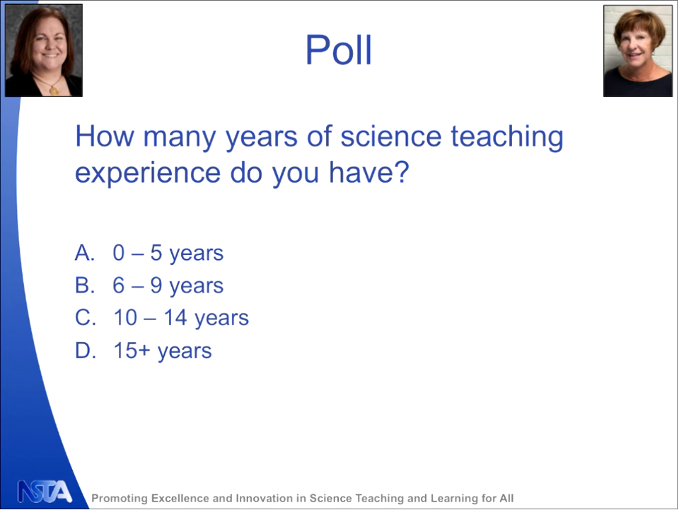Our next poll question is, how many years of science teaching experience do you have? A is 0 to 5, B is 6 to 9, C is 10 to 14, and D is 15 plus years.